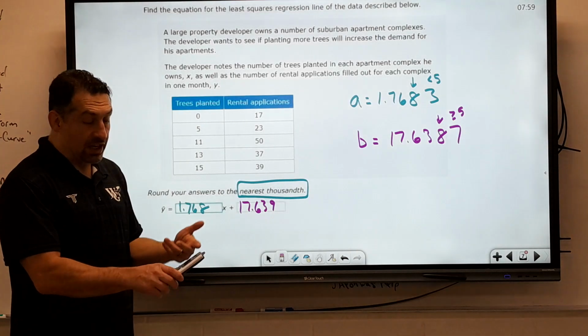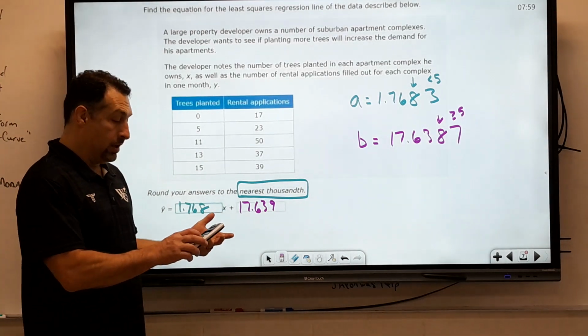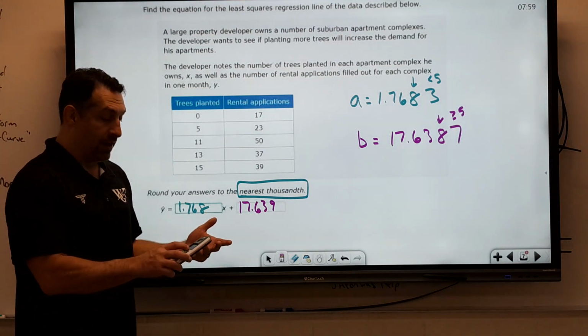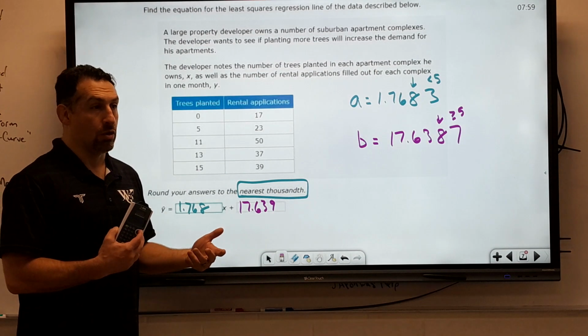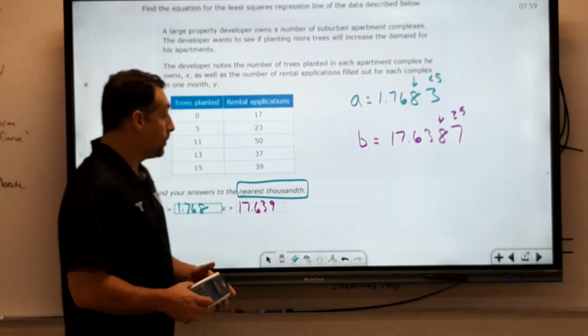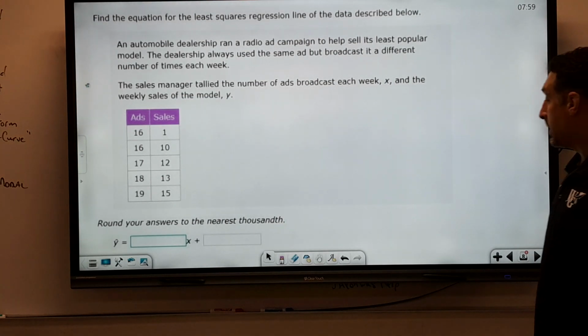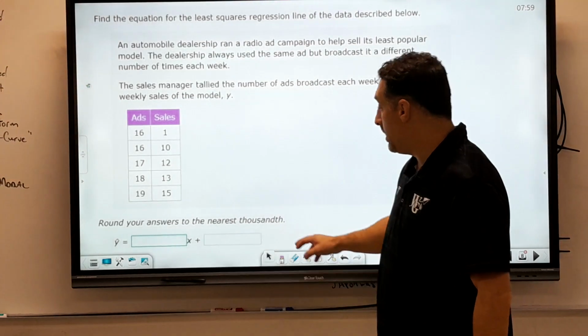And then this is the same readout as the previous IXL that had the R value, the correlation coefficient. And you can see here that this R value is relatively strong positive because it's 0.8. Okay. Here's the next one. Let's see if you guys can do it. Go ahead.